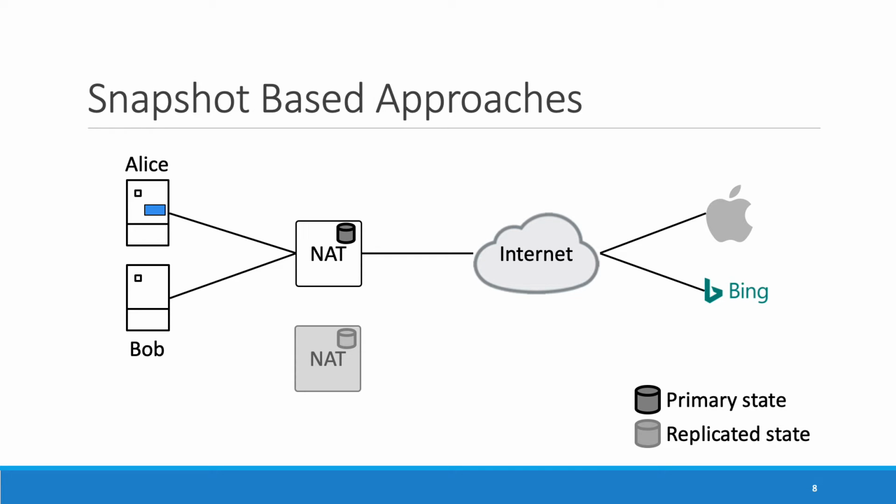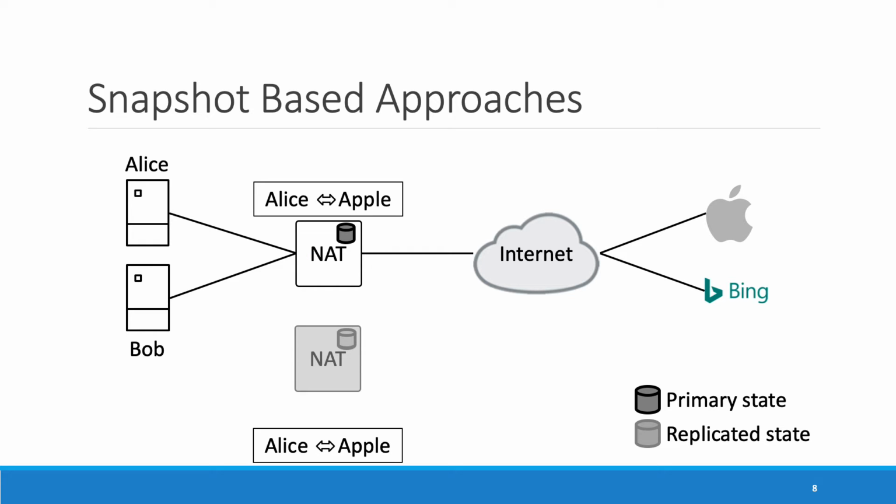Let's see how snapshot-based approaches work. Snapshot-based approaches ensure consistency by taking and replicating consistent snapshots of a middlebox's state. In this example, when the NAT receives a packet, it holds the packet until a snapshot of the state is taken and replicated to the backup. The NAT waits until it receives an acknowledgement from the replica, then it releases the packet. To ensure consistency, NAT does not release any packet until this synchronized replication is completed.